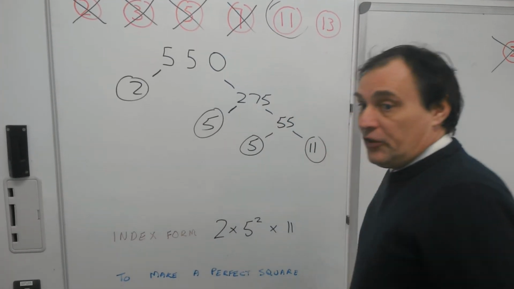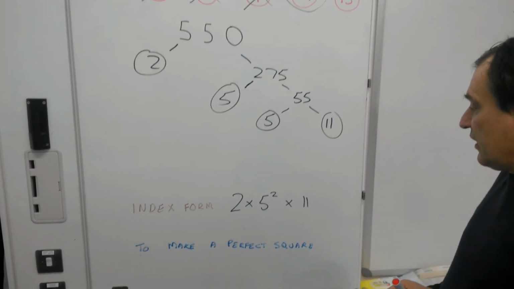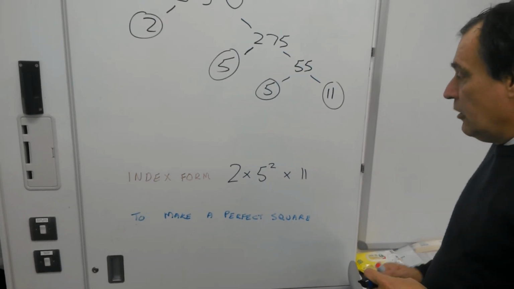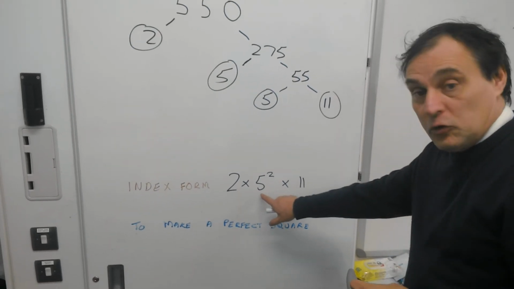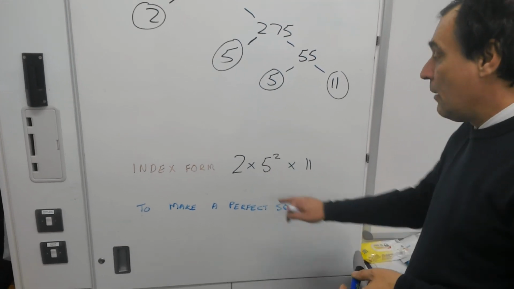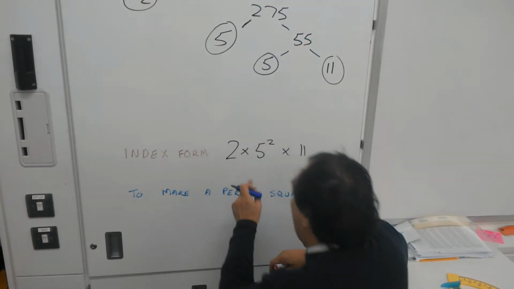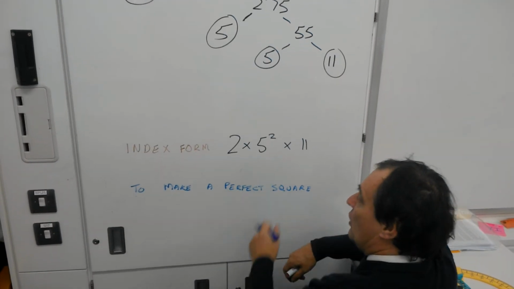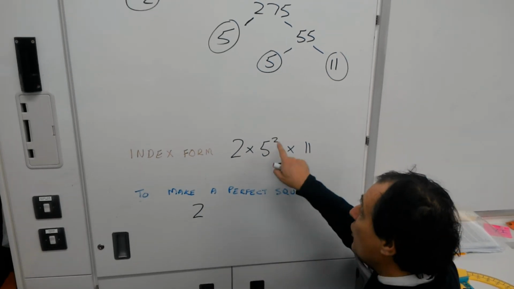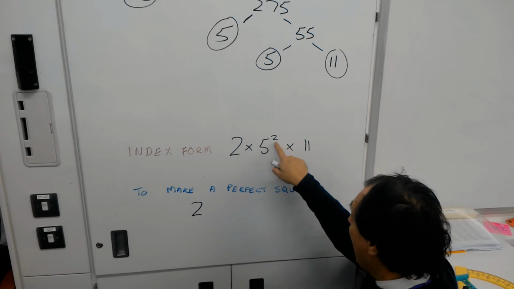Now, sometimes you're asked, as an extension, how do I make this number a perfect square? Well, all I've got to do is look to see which numbers do not have powers of 2, 4 or 6 by them. In other words, powers with an even number. So, does 2 have a power with an even number by it? No. So I've got to multiply because it's 2 to the 1 because we don't see it. Does the 5 have an even number on a power? Yes, it does. It has a 2 there.